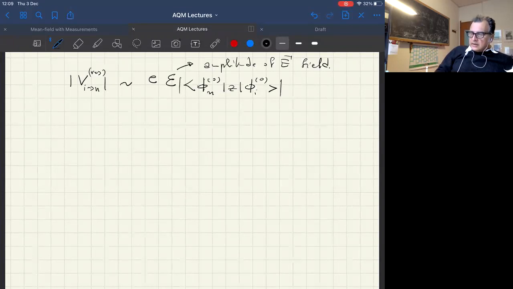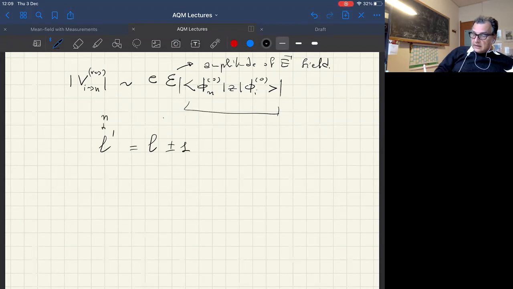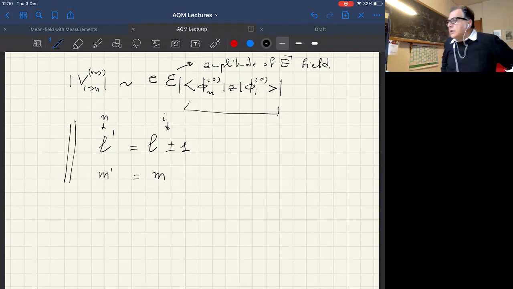But now this is something very easy to compute using the wave function of the hydrogen atom. This is something you have to do, and then I will give you another exercise in which a similar calculation should be performed. You will find out that these matrix elements are different from zero when L prime is equal to L plus or minus one, where this is the state N and this is the state I, okay? And when M prime is equal to M. So these are also known as dipole transitions.